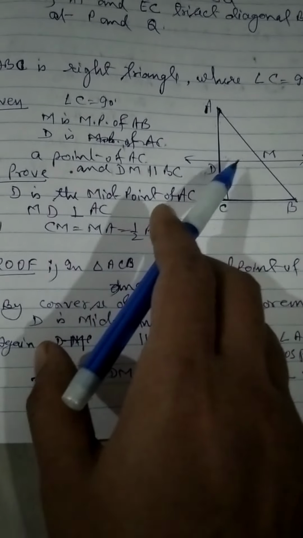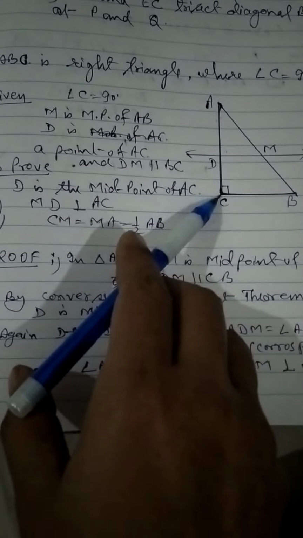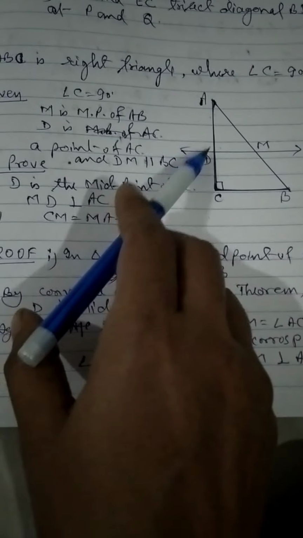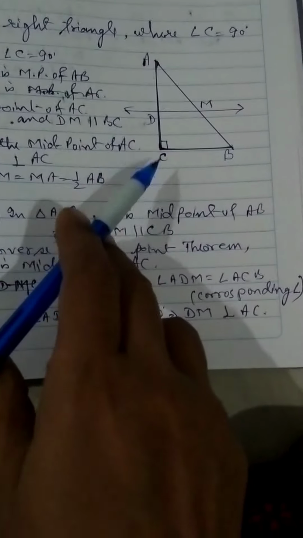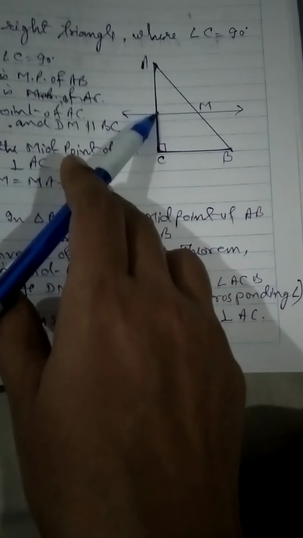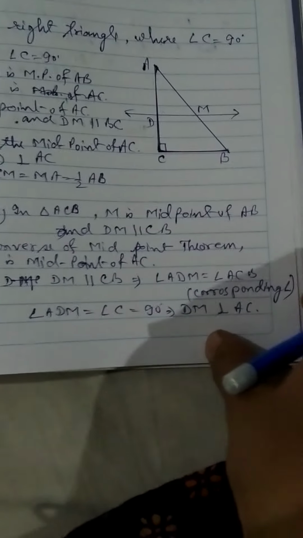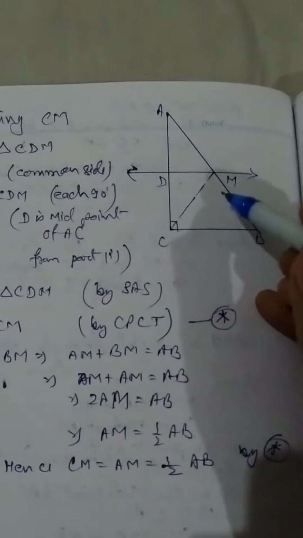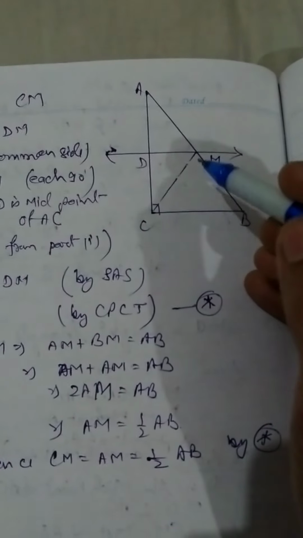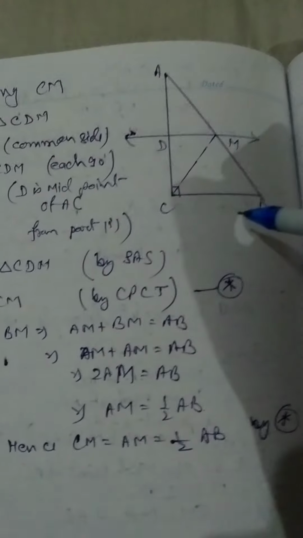Now, the second part is MD is perpendicular to AC. It is given that DM is parallel to BC, and so angle C and angle ADM are corresponding angles, so they must be equal. If C is 90, this angle must be 90. That means DM is perpendicular to AC. Now the third part, what to prove? That if C is joined to M, CM is half of the whole side AB.